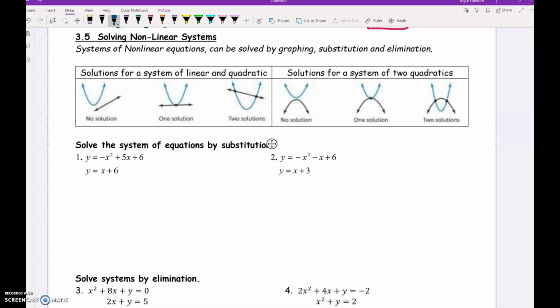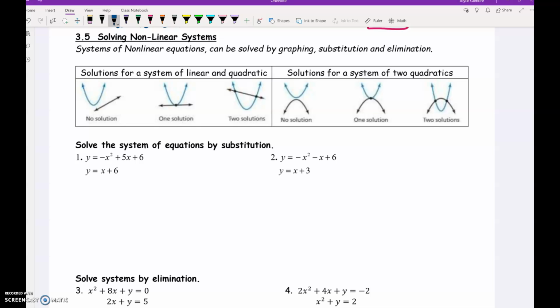No solutions are when the parabola and the line don't ever touch, or the two parabolas don't ever touch. One solution is if the parabola and the line meet at one point, or the two parabolas meet at just one point. Two solutions are when the line goes through the parabola, or the two parabolas cross over and meet at 2 points. The solutions to the systems are the points, the ordered pairs, where the two things meet.